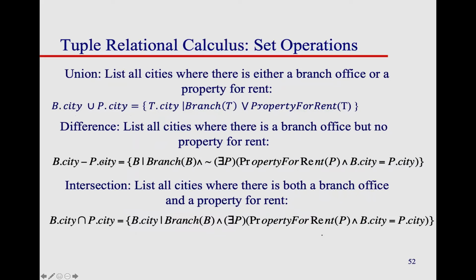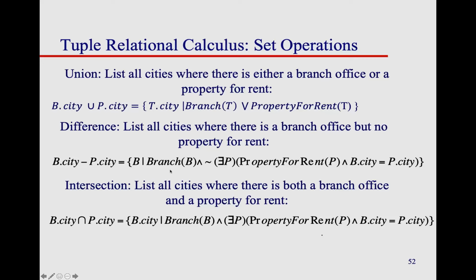If we want set difference, it is whatever is in B that is not in P. We want the set of branches that do not manage a property in that city. So B will range over branch, and there does not exist a property for rent such that the property is in that particular city. If this condition is met, that city will end up in the result and will end up being printed out.